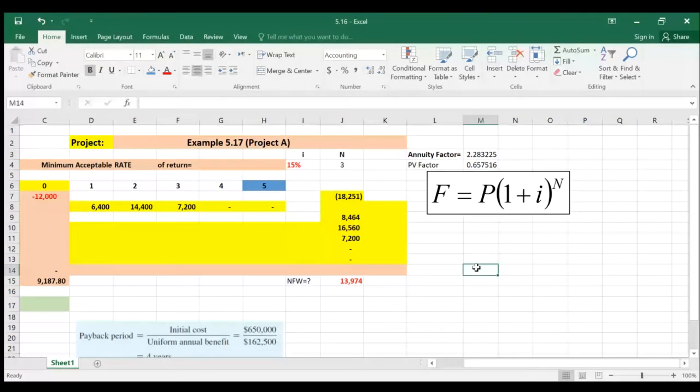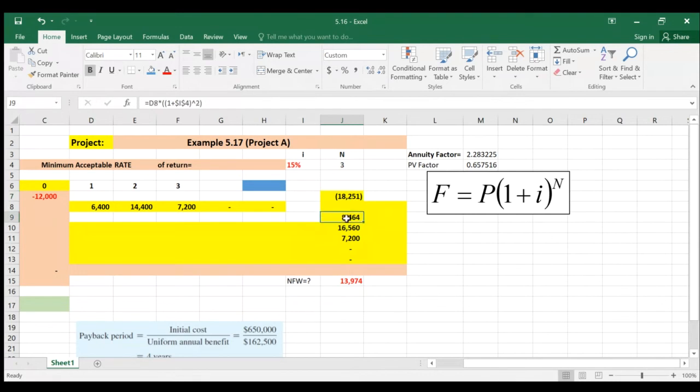Okay. Now this is what we are going to do with this project. It's a 3-year project. Cash flows are given and you are asked to calculate the net future worth of this project. This is the answer, 13,974 if the interest rate is 15%. Now for this one, n is 3 because it is 3 years.